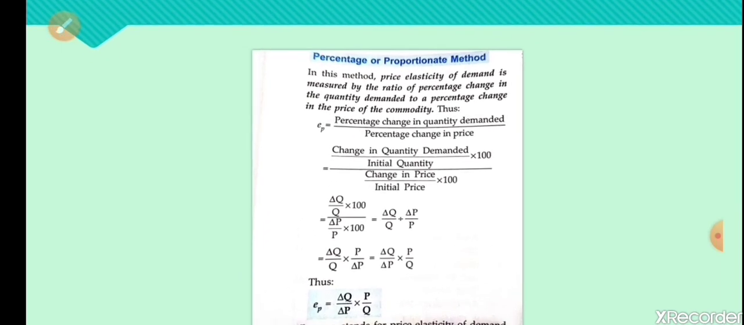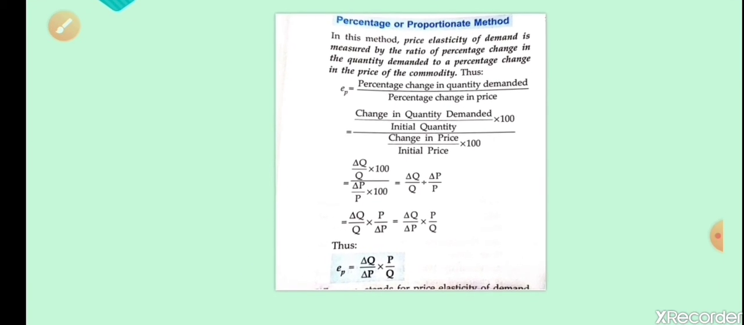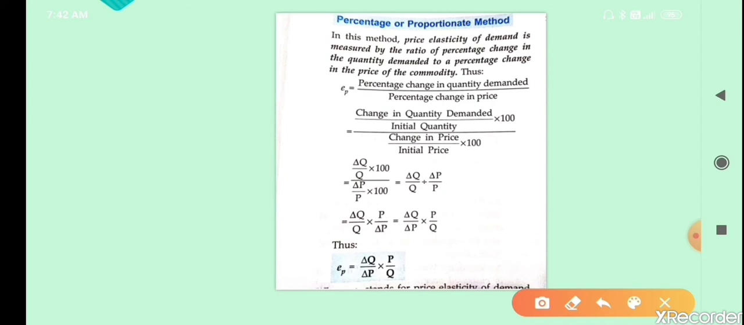So to understand the percentage change method, you have to go through the same concept. What is the price elasticity of demand? Change in quantity demanded upon change in price. If we add the word percentage to that, it becomes the percentage change method. So how do we calculate the percentage? It is a very simple formula: change in quantity upon initial quantity into 100.